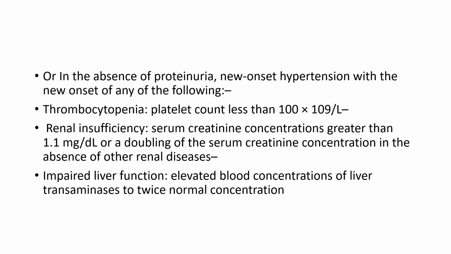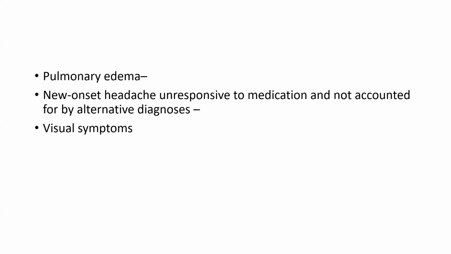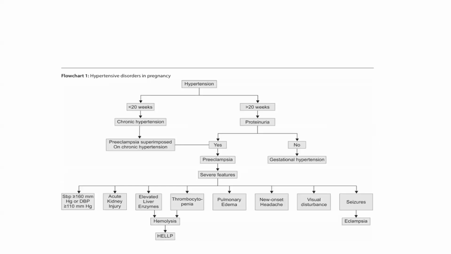Or in the absence of proteinuria, new onset hypertension with new onset of any of the following. That is thrombocytopenia, platelet count of less than 1 lakh; renal insufficiency, serum creatinine greater than 1.1 mg per dl, or doubling of the serum creatinine concentration in the absence of other renal disease; then impaired liver function, elevated blood concentration of liver transaminases to twice normal concentration; then pulmonary edema; new onset headache unresponsive to medication and not accounted for by an alternative diagnosis; and then visual symptoms.